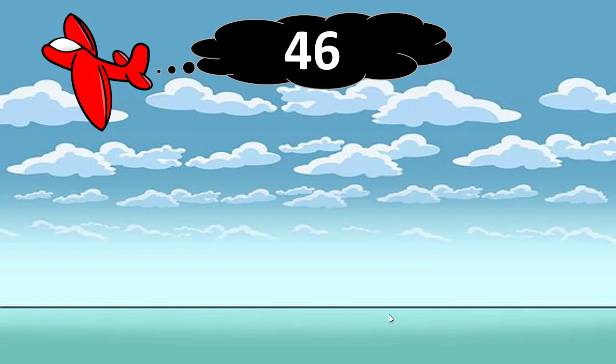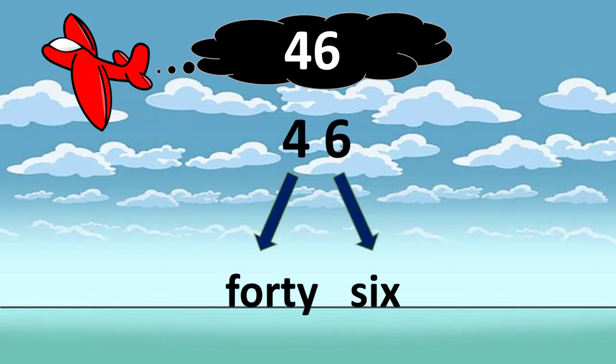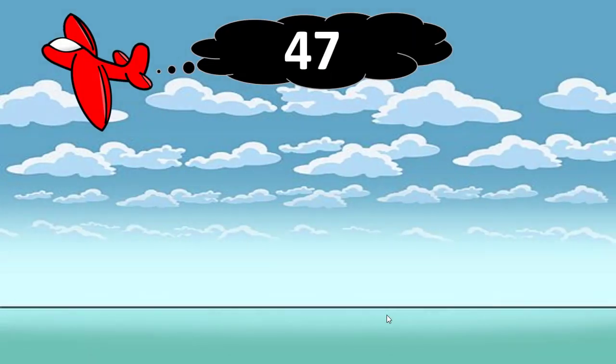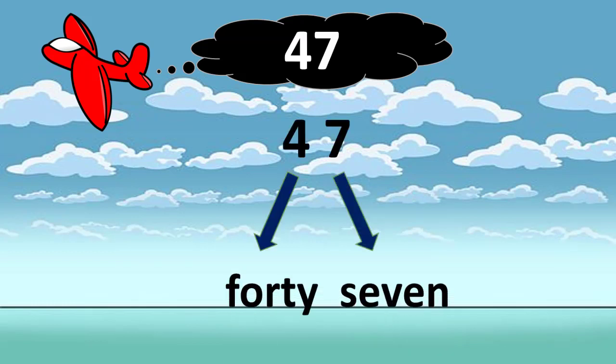Our next number is 46 and its number name will be FORTY SIX, 46. Our next number is 47 and its number name will be FORTY SEVEN, 47.